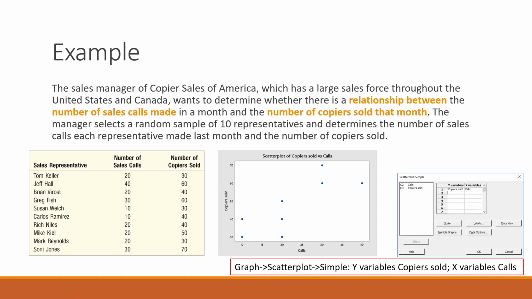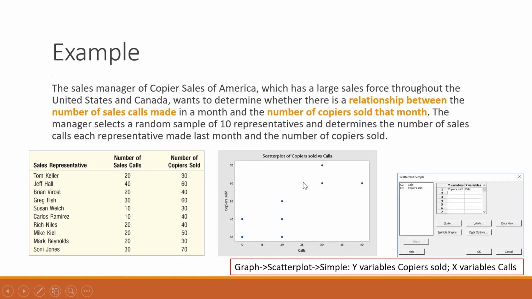First of all, apparently this is a very old example because it's still talking about the sales calls. I know it's still made, but there are many more methods for sales. But anyway, we have the data on the left side, right here in the table. We have 10 people listed with the number of sales calls and number of copies sold, right?